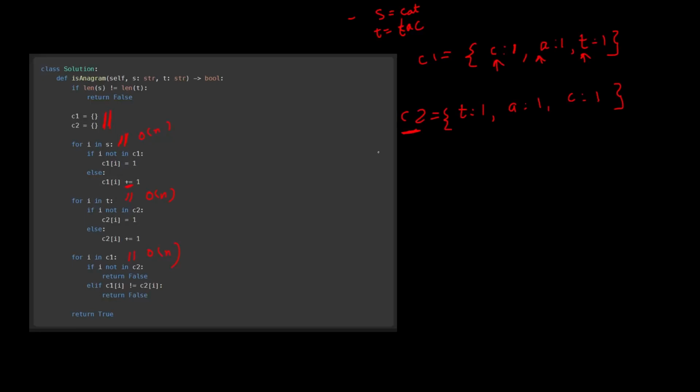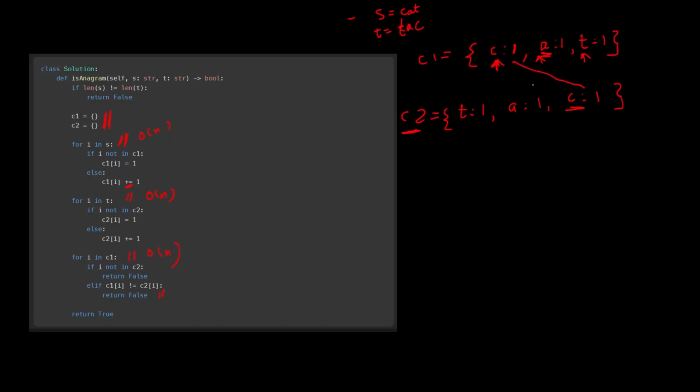because if S is cat and T is CAC, so the C is 2 times. So no matter how we arrange CAC, it will never form cat. So then also we will return false. So in this for loop we will check C. C is here and C here. Count is also same. So we will move on.